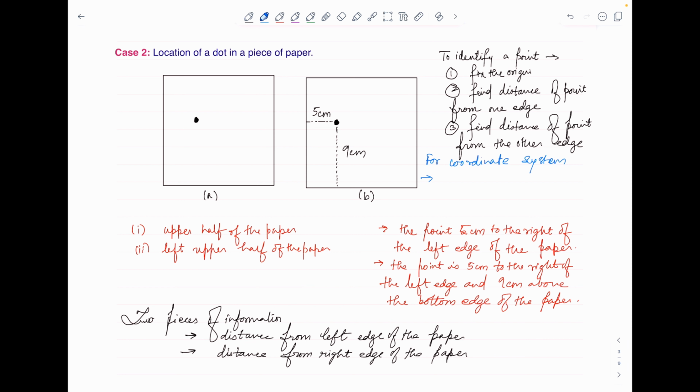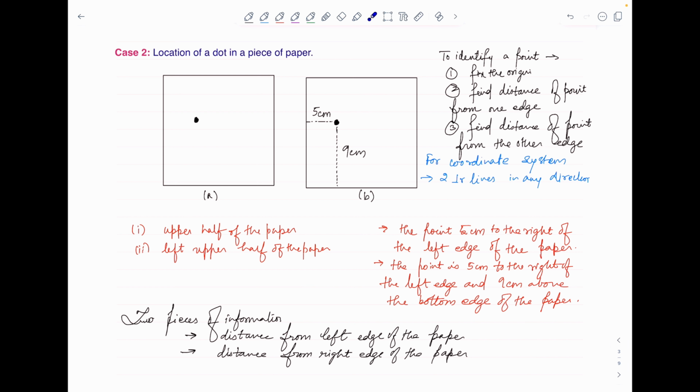Two things are required. What are those two things? Two perpendicular lines in any direction. Any direction means, for example, this is vertical, this is horizontal. But the two perpendicular lines can be like this also. These two are perpendicular lines, but this is not vertical, not horizontal. This also will form the coordinate system.